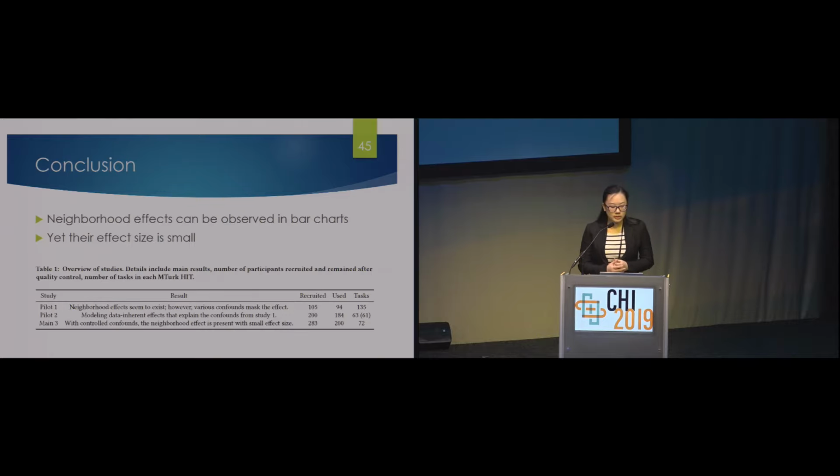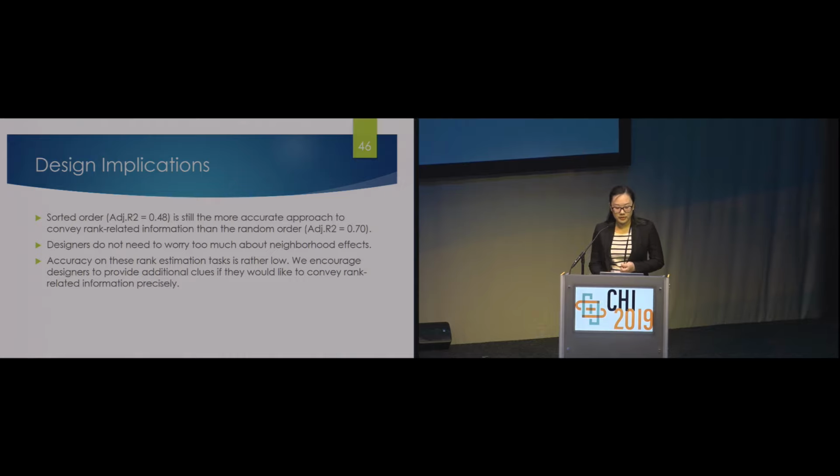From our study, we conclude that neighborhood effects can be observed in bar charts, yet their effect size is quite small. And results from our work imply that compared to the random order, the sorted order is still the more accurate approach to convey rank-related information. And designers do not need to worry too much about neighborhood effects.